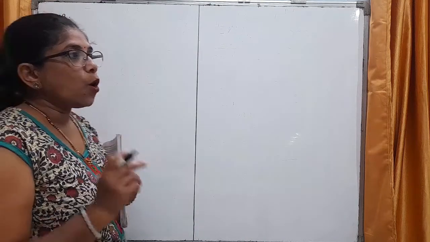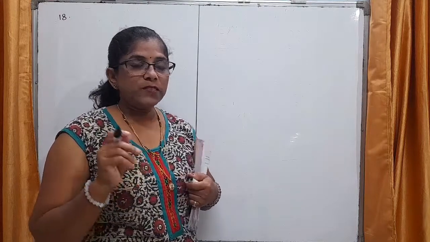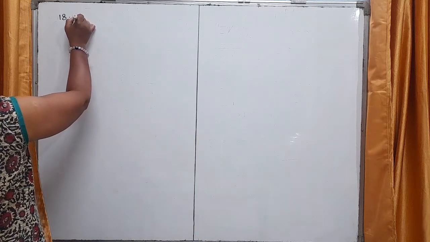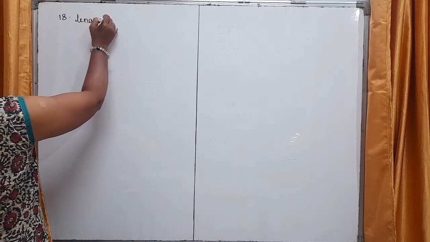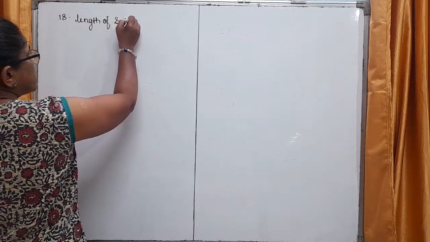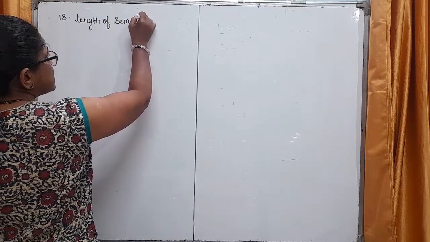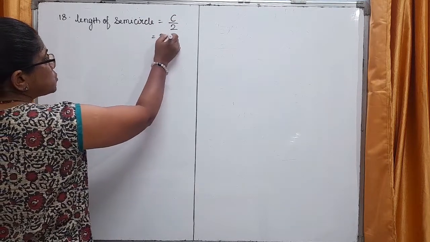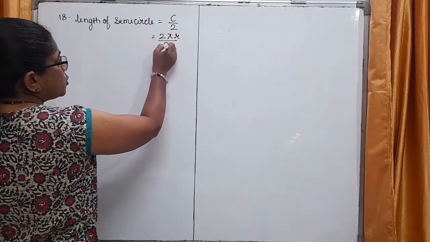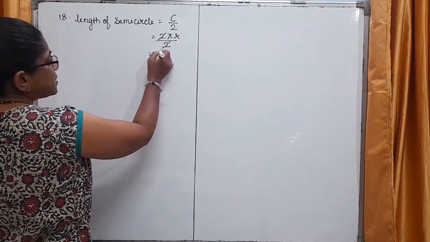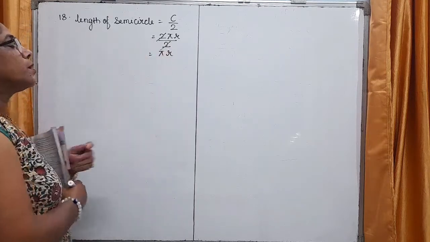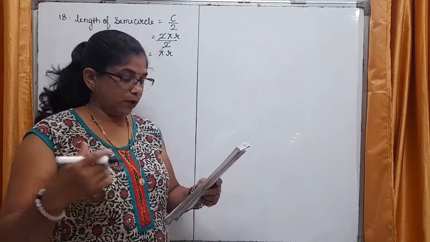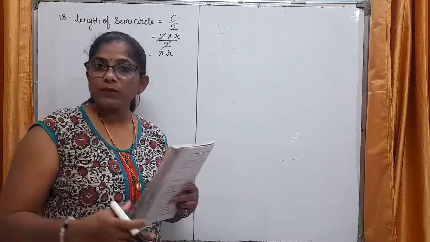Here, the length of a semicircle is half of the circumference. Means it is 2 pi r upon 2. The 2 gets cancelled, and this is nothing but pi into r. Now the length of a semicircle is pi into r. And here what are our radii? 0.5, 1.0, 1.5 and so on.